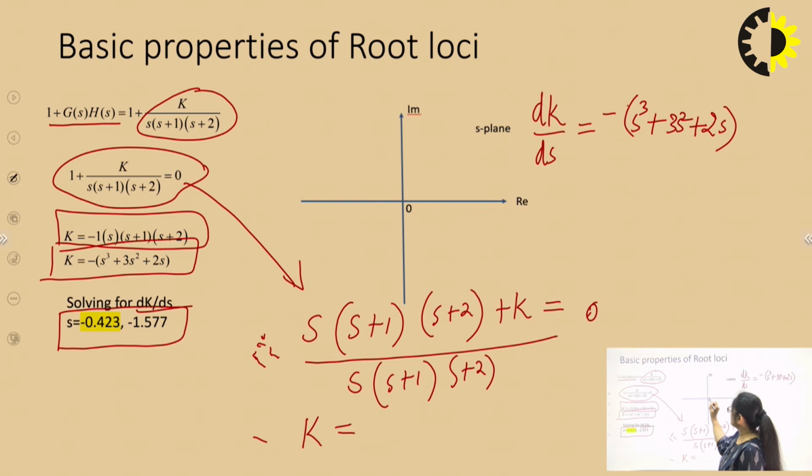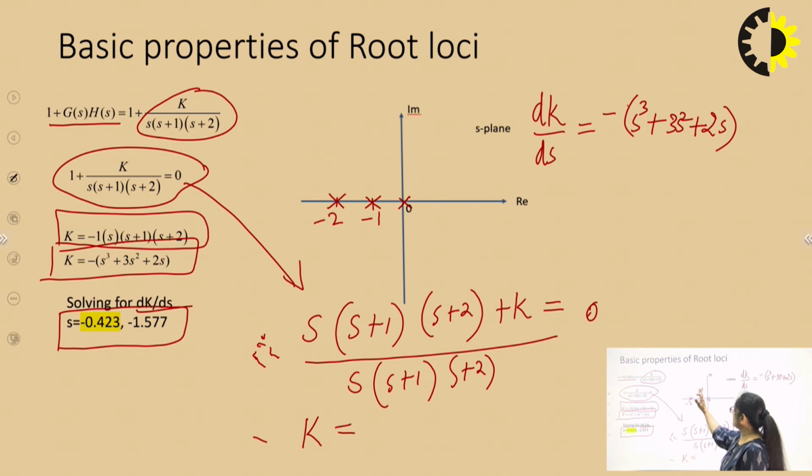Now let us locate the poles here. One pole is at the origin, the other at minus 1 and the other at minus 2. Now, which part of the real axis is part of the root locus? That is decided by this rule: the sum of poles plus zeros to the right of that point should be an odd number.